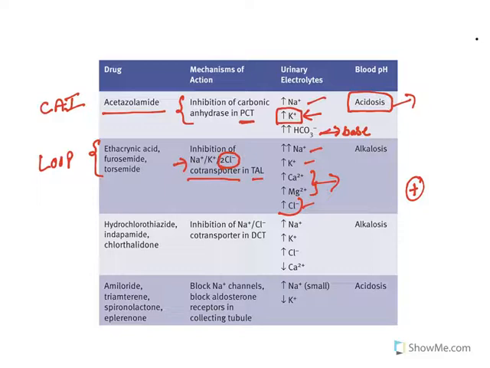So loop diuretics are also known as high ceiling diuretics because they cause high amounts of diuresis. They are widely used to treat acute pulmonary conditions and congestive heart failure, kind of serious cases. But the problem is loop diuretics also cause ototoxicity. Hearing impairment occurs because of these loop diuretics.